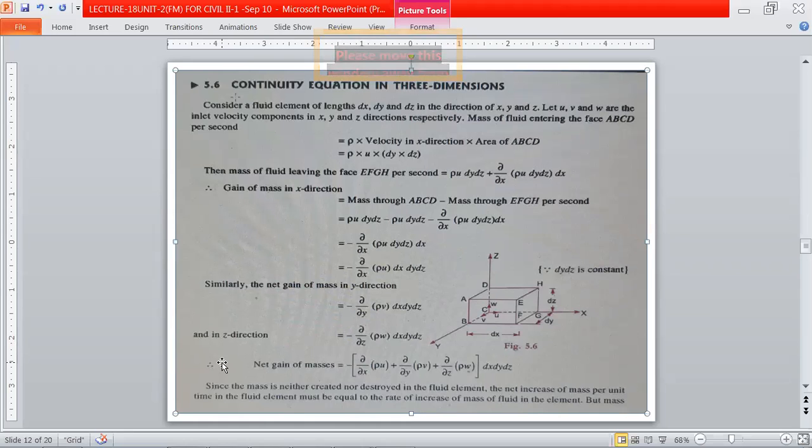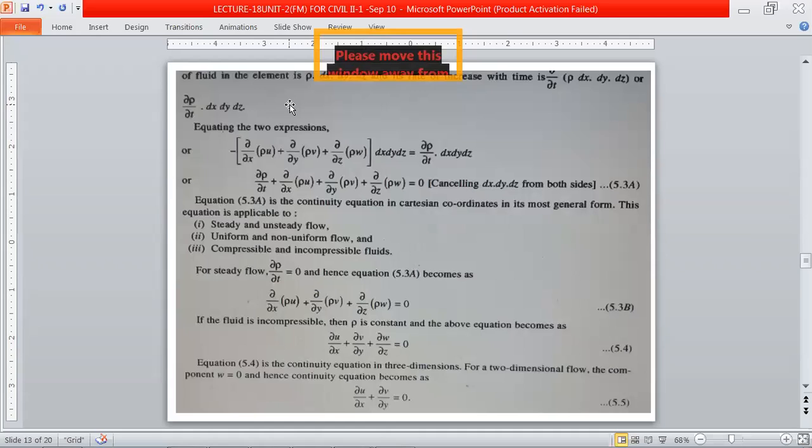Therefore the net gain of the masses is equal to minus, taking common these three values, dou by dou x plus dou by dou y plus dou by dou z of rho u, rho v, rho w in brackets, times dx dy dz. Now since the mass is neither created nor destroyed in the fluid element, the net increase of the mass per unit time in the fluid element must be equal to the rate of increase of mass of the element. So we equate the two expressions with dou by dt of rho dx dy dz, or dou rho by dou t dx dy dz.